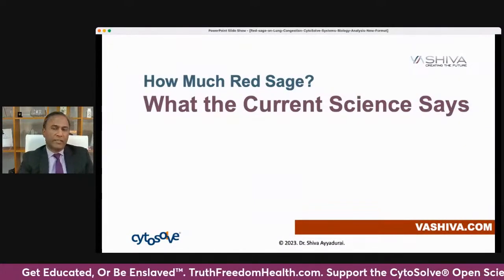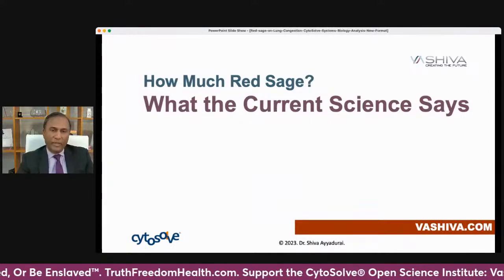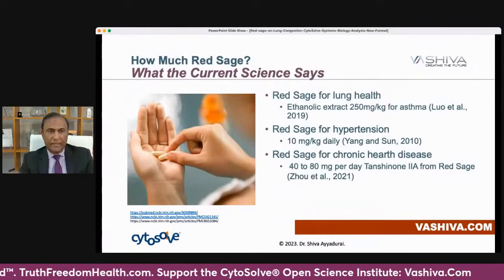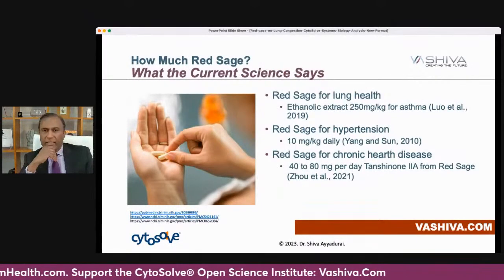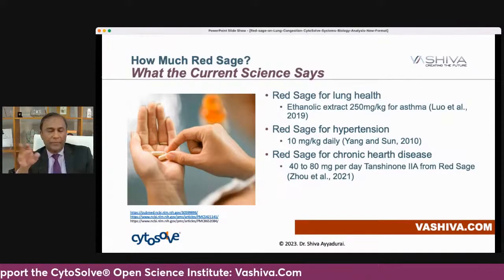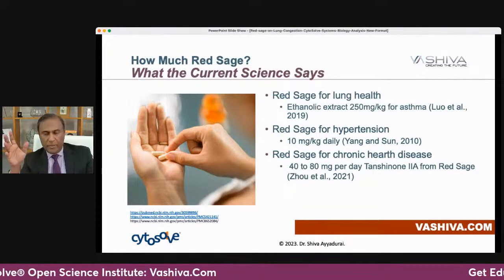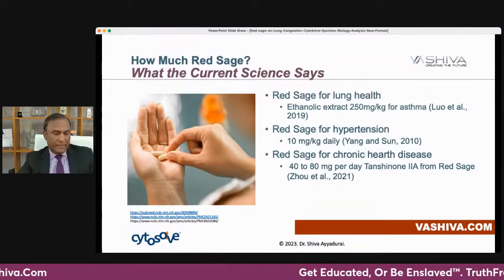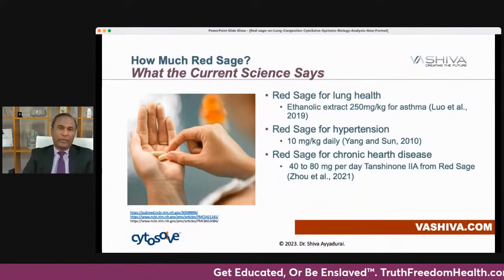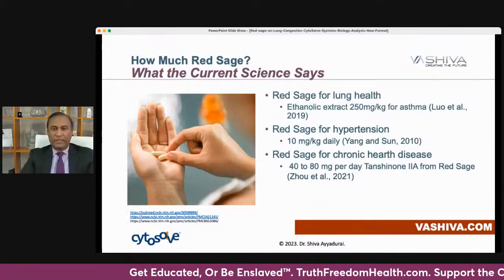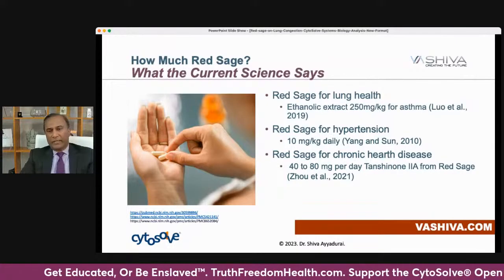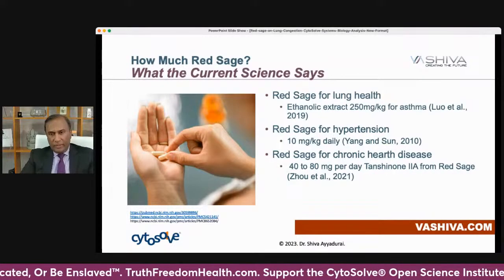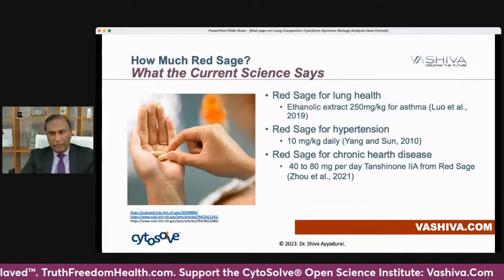So what does the current science say about how much you should take? People always ask, what does the current science say? Well, red sage for lung health. You can look for these products online. People said, Dr. Shiva, why don't you start selling products? We have MB25. It's the only one we do because we produced it. We may do this because we produce so much content and people have a lot of faith in what we do. So we may do that.